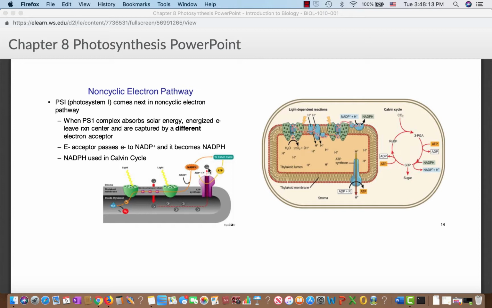If I'm remembering correctly, they're named in order of their discovery, not the order in which they actually take place in the system, which is why 2 is before 1.